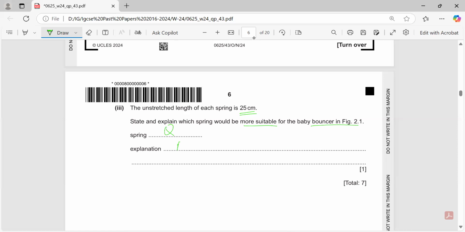Because, let me write, spring R produces too much extension. Too much extension with low value of K. So Q is suitable because it produces the correct length or suitable extension such that the baby can touch the ground with feet or just reach the ground with feet and then bounce back.